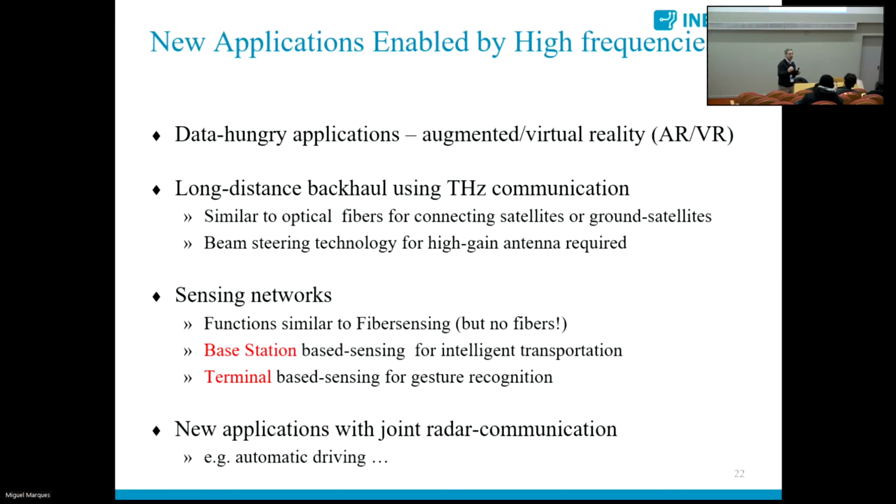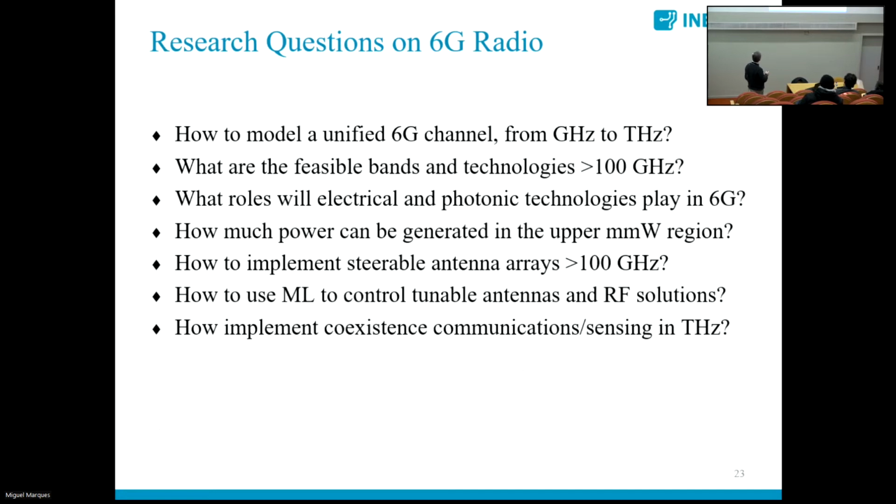For instance, our colleagues that work on optical fiber have done fiber sensing for many years. So all these techniques can now be put on radio as soon as we go up in frequencies, and the communication system will be a communication plus sensing system, and that will be a revolution. So, research questions on radio. These are a few, but if you like research, maybe you can go through some of them.